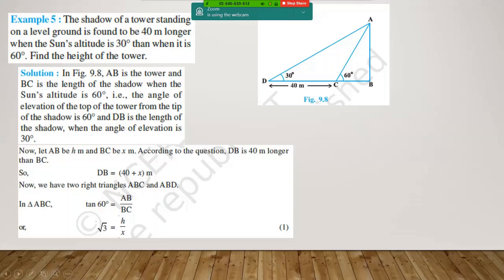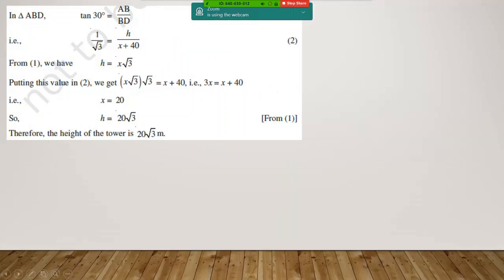So can you see we have two unknowns and two equations in formation. One is root 3 is equal to H upon X. Another is tan 30 is again H upon 40 plus X, and tan 30 is 1 upon root 3. From here we get another equation, and solving both the equations we get the value of X as 20, and then we find the height of the tower as 20 root 3.